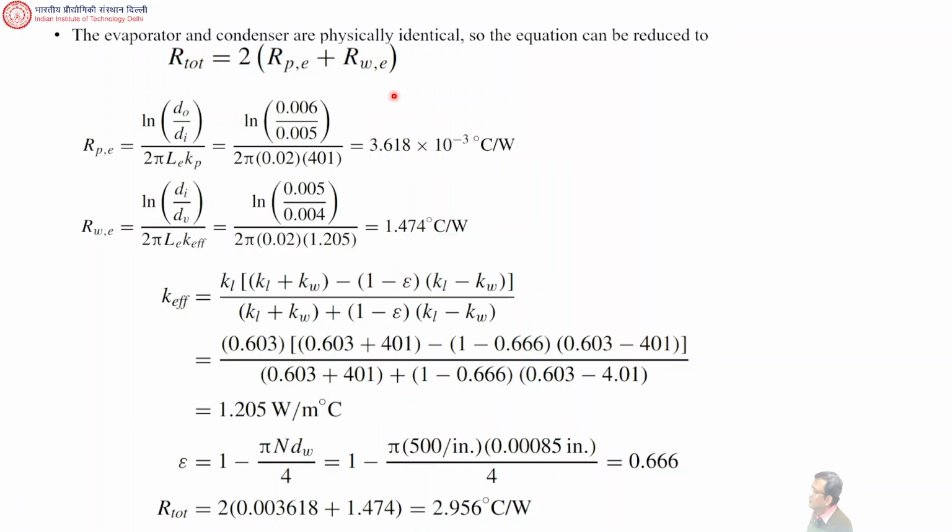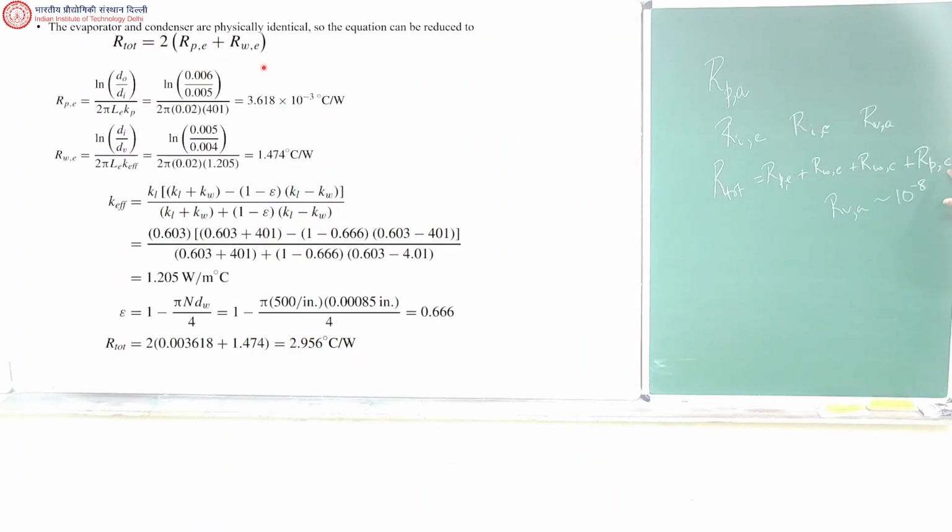Why? Because the evaporator and the condenser are physically similar things, right? So we expect RPC and RPE to be about the same, and RWE and RWC to be the same also. So that's why we write this first expression. And RPE can be calculated using that usual relation for a cylindrical shell. Correct? So that should not be a problem. So we got this.